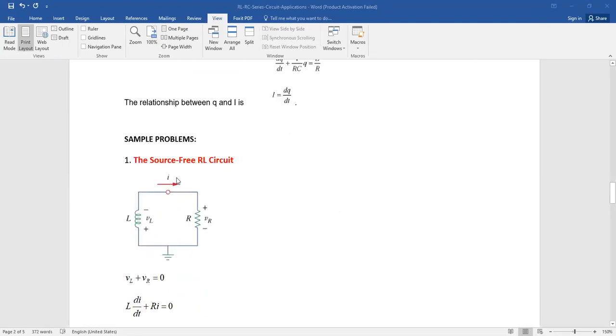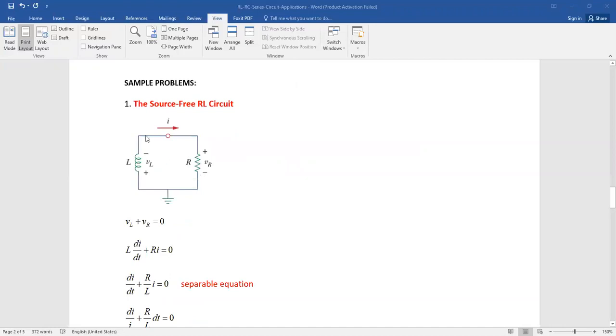as for our sample problem number 1, we have here a source-free RL circuit. So this is what I've mentioned a while ago, which doesn't have any electrical potential. So it does not have any constant electrical potential and it's not an AC circuit wherein the potential difference is a function of cosine and sine. It's a source-free RL circuit.